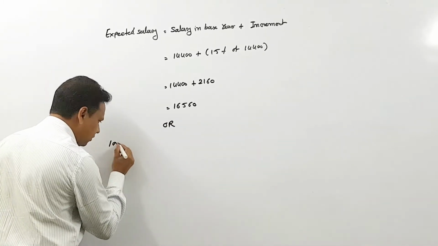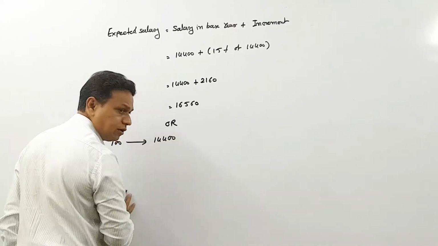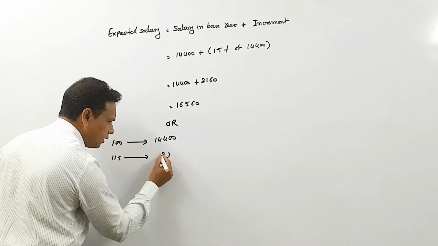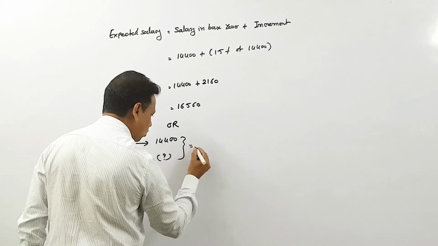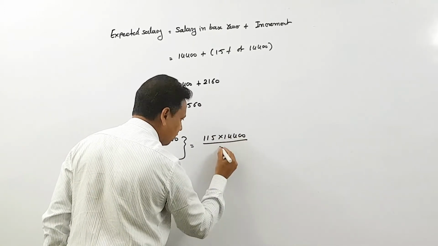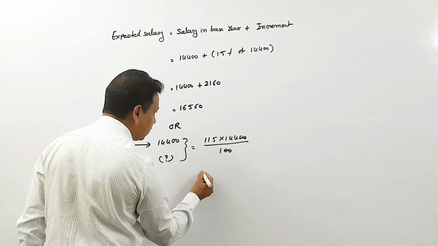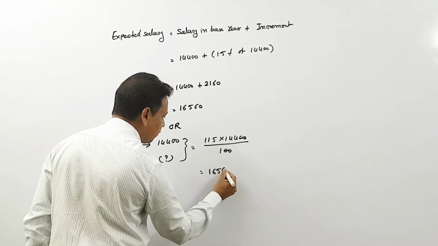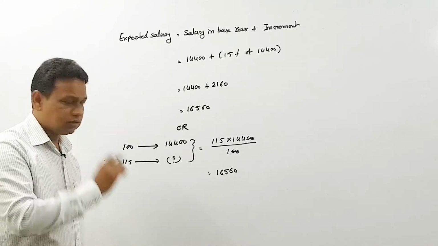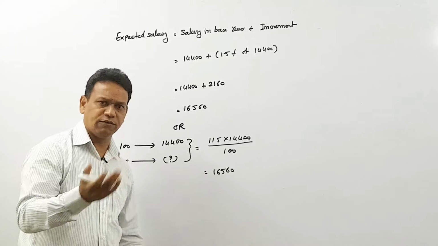Index number is 100 and your salary is 14,400. Now your index number becomes 115. So how much is it? The solution is 115 into 14,400 divided by 100. The 20 and 20 cancel. You can see the multiplication gives you the same answer, 16,560. This is the simplest way. I like to apply this way most. Anyone can apply it.